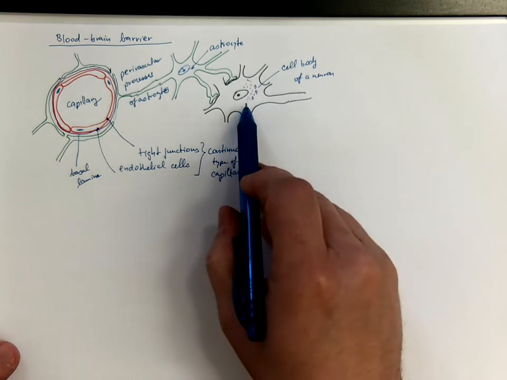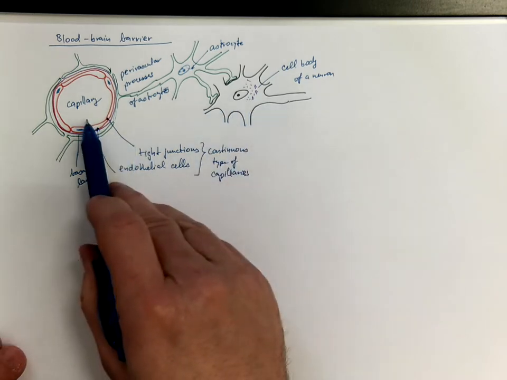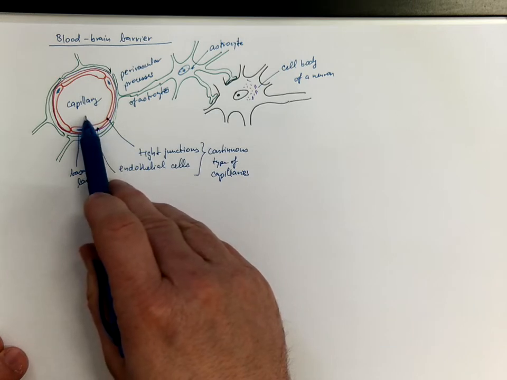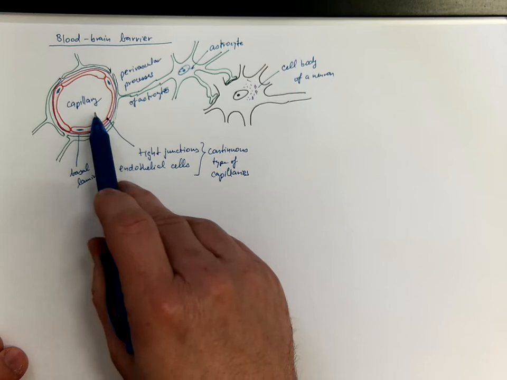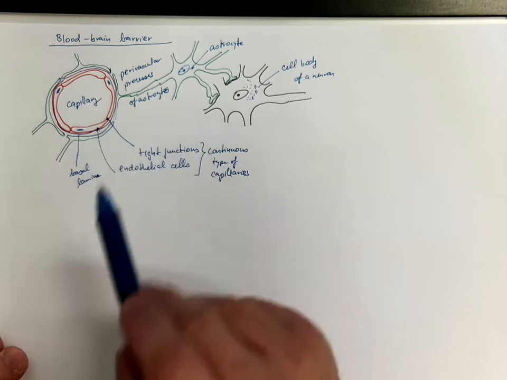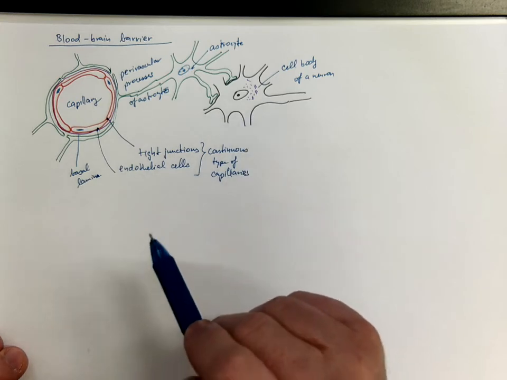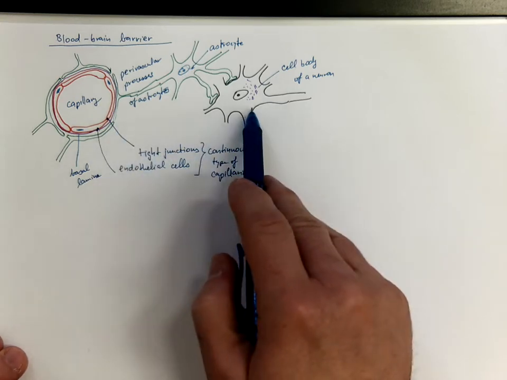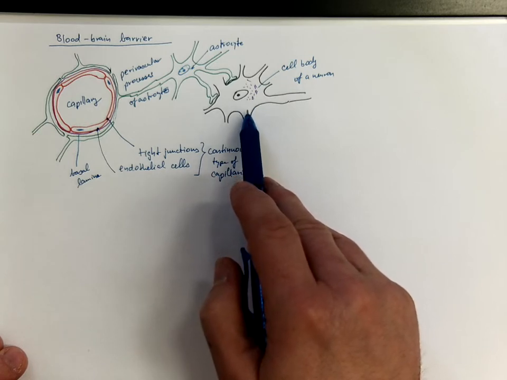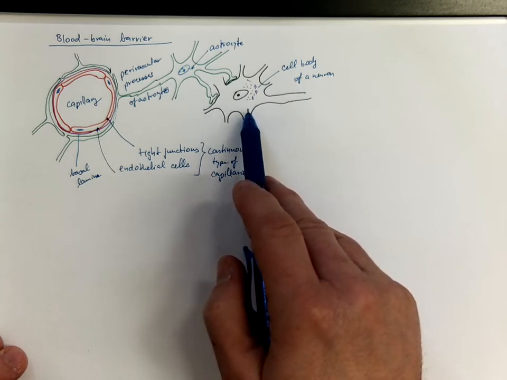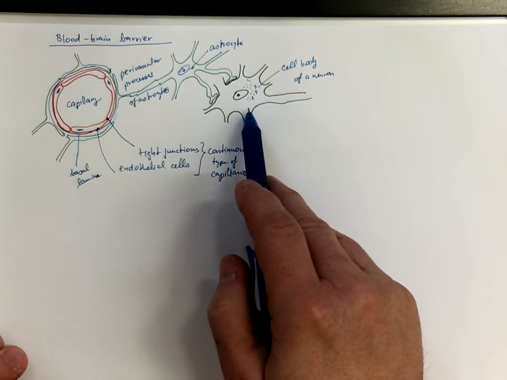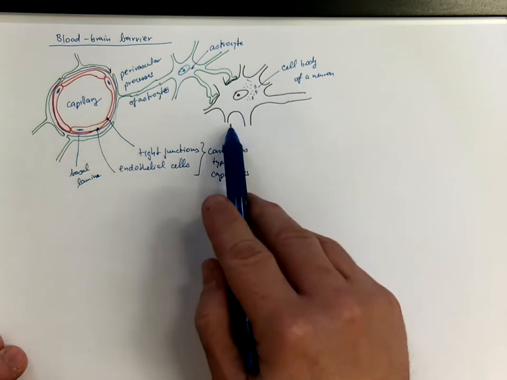So the neurons are not exposed to all substances that are in the bloodstream, only to those that are able to pass that barrier. It's good to have in mind that the blood-brain barrier has not yet been formed or has not matured in prematurely born babies.